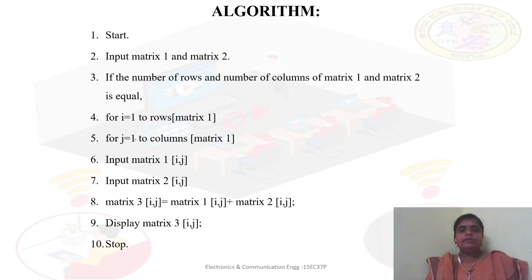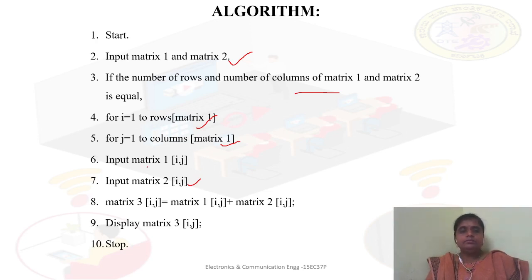First we will take the input for matrix 1 and 2. Then we are going to check whether the number of rows and columns of both the matrices are equal. Next we use two for loops to get the elements of matrix 1 and matrix 2. Because it is a two-dimensional matrix, we need a loop inside a loop, that is a nested loop, in order to get the matrix elements, and also to write the matrix elements back to the console.